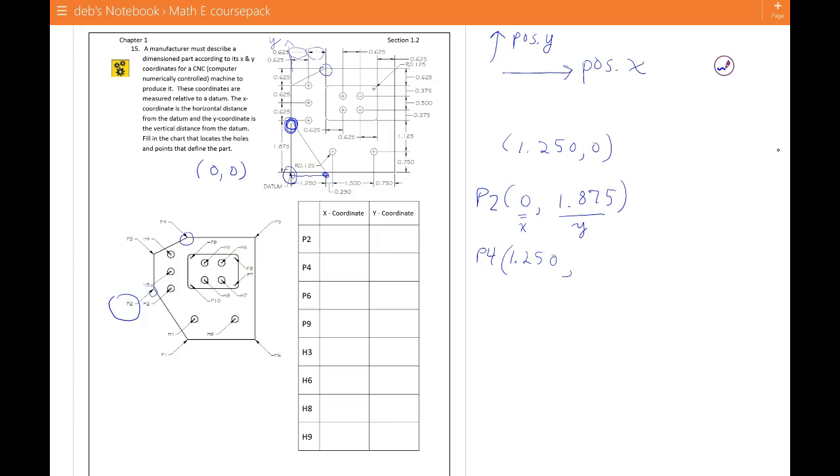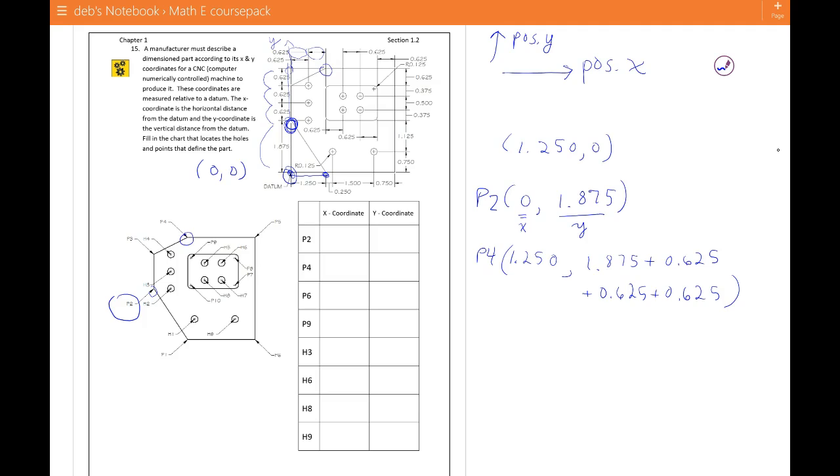And to get up there from the datum point, you need to go all the way up to the top of the drawing. So it looks like the y is 1.875 plus 0.625 plus another 0.625 plus another 0.625. So we've got a 1.875, 0.625, 0.625, 0.625. And that gets us up to the top. And then we went to the right 1.25.